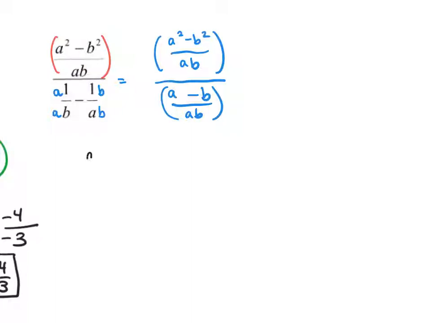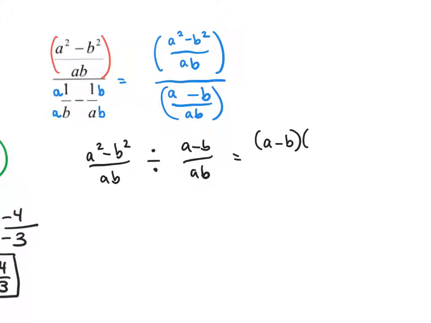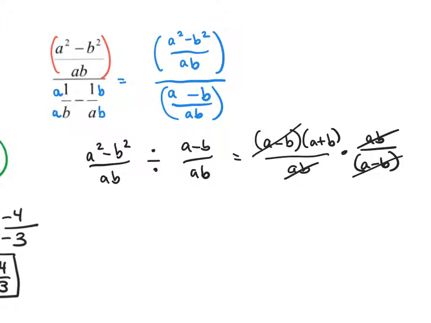So now I can rewrite this as my division problem, a squared minus b squared over ab, divided by a minus b over ab. Now again, same thing with the division. We will flip it. I'm going to go ahead and factor this. So we have a minus b, a plus b, all over ab. And now it's going to be times ab on the top and a minus b on the bottom. And then obviously you can see some things cancel. The ab's cancel, because remember, you can cancel up and down and diagonal. And the a minus b's cancel. So I'm just left with a plus b.